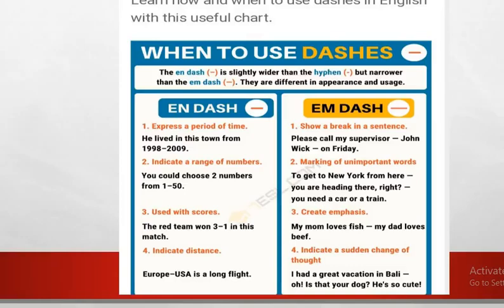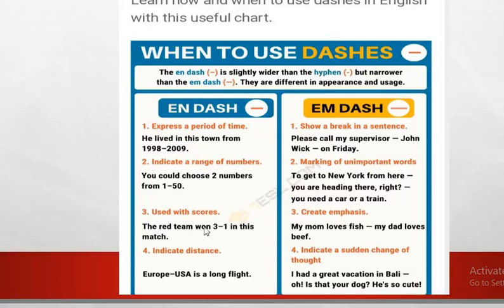Em dash versus en dash. It's an important chart, dear students. The description given earlier about em dash and en dash is somewhat of a summary. En dash expresses a period of time. He lived in this town from 1998–2009. En dash indicates a range of numbers. You could choose two numbers from 1–50. En dash is also used with scores.